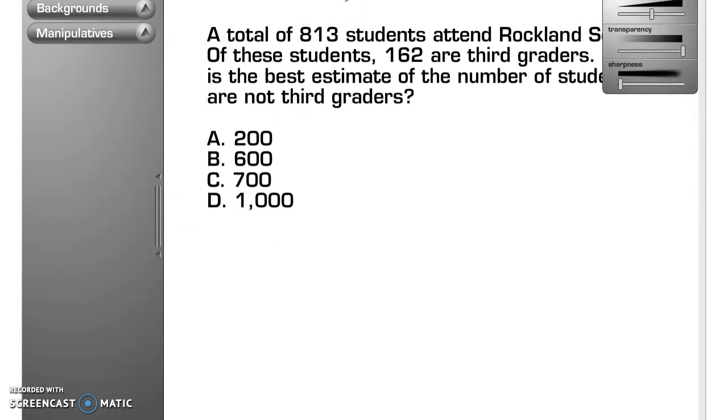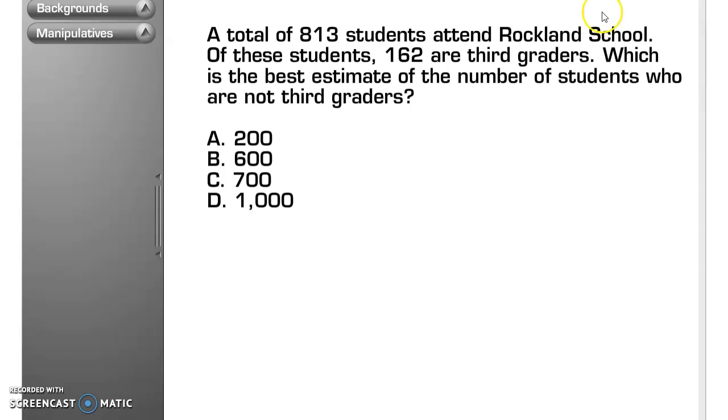So using the cubes method, we know that we can circle the numbers 813 and 162. Next, we're going to look at the question, which is the best estimate of the number of students who are not third graders? We know the clue word is going to be estimate, so we need to be estimating. So we're going to take 813 and round it to the nearest hundred, which would be 800.